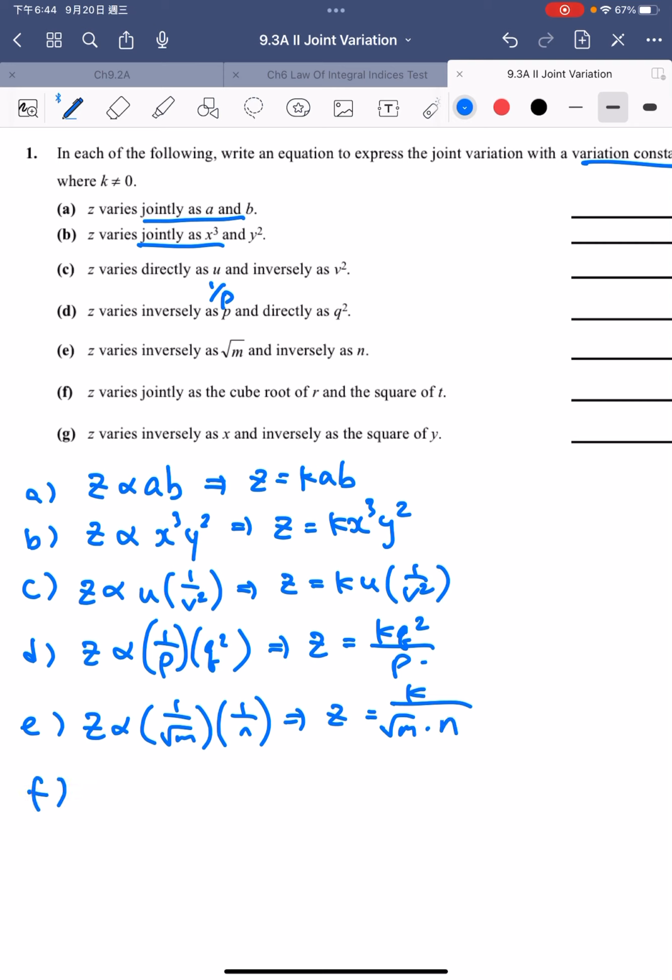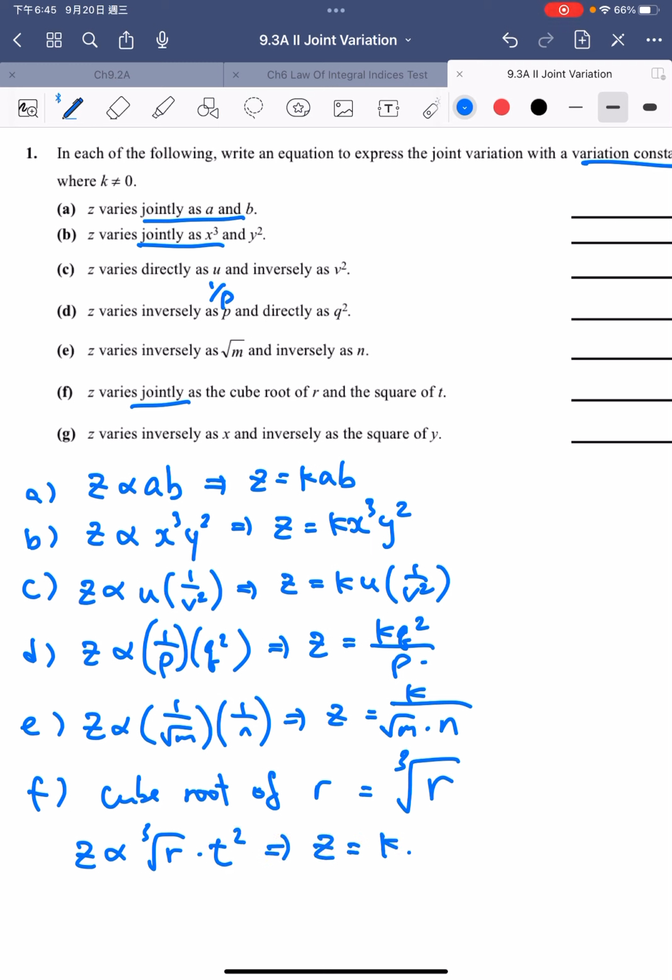Next, part F, we have z varies jointly as the cube root of r and the square of t. So the cube root means the cube root of r. It's both jointly, so they are both directly related. Then we have z is proportional to the cube root of r times t squared, which means z is equal to k times the cube root of r times t squared.